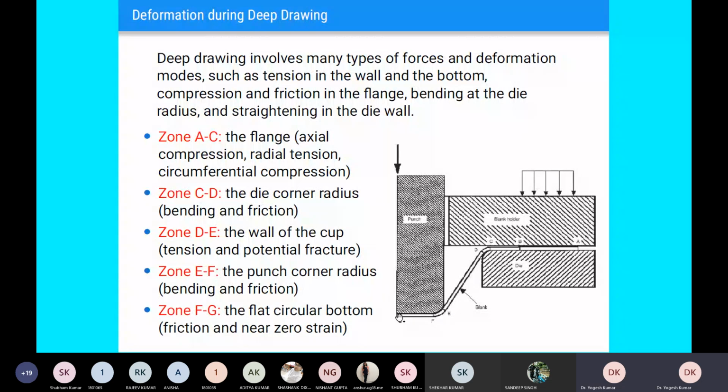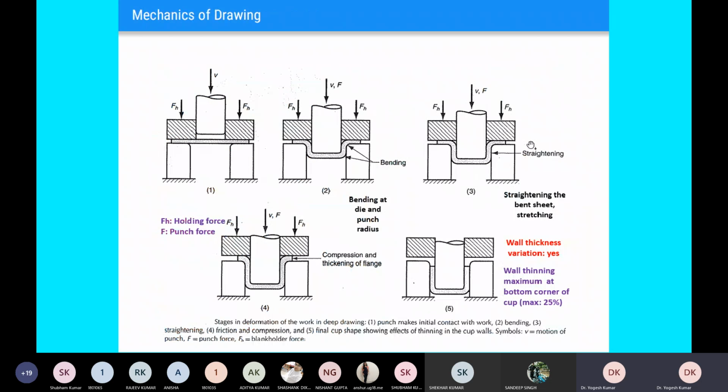Then we have this flat surface, which is in contact with your punch. Here we have friction between your sheet and punch, and we assume that there is no strain in this portion, but practically some strain exists. Ideally we assume there is no strain in the zone G to F. So these are the different deformation zones that are visible in the case of the deep drawing process.